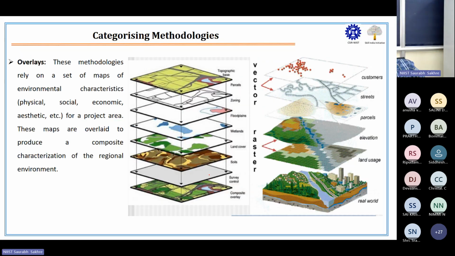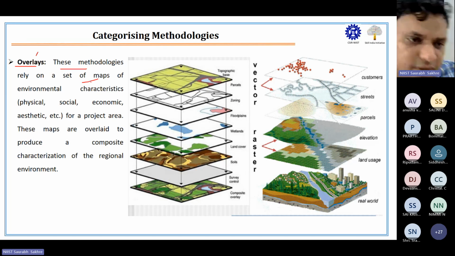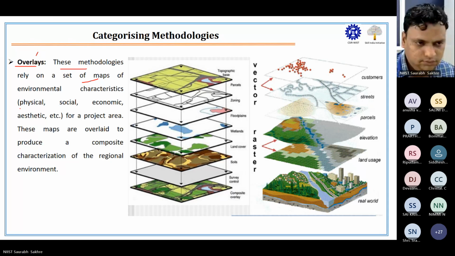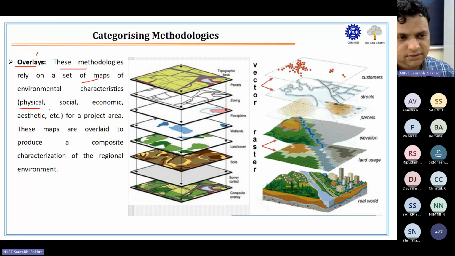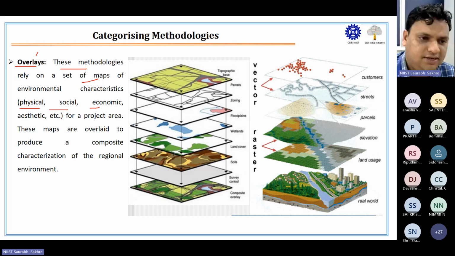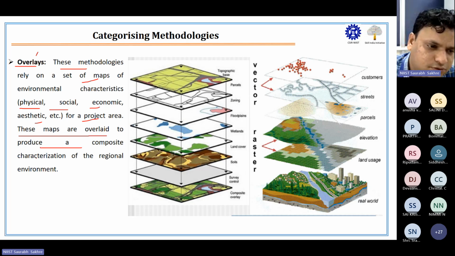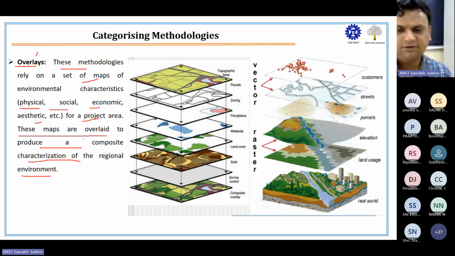Now the fourth one is related to remote sensing and GIS, which is overlays. So overlays, what we will do is that these methodologies rely on a set of maps of environmental characteristics in the area, like physical, social, economic, aesthetic, etc., for a project area. And these maps are overlaid to produce a composite characterization of the regional environment.